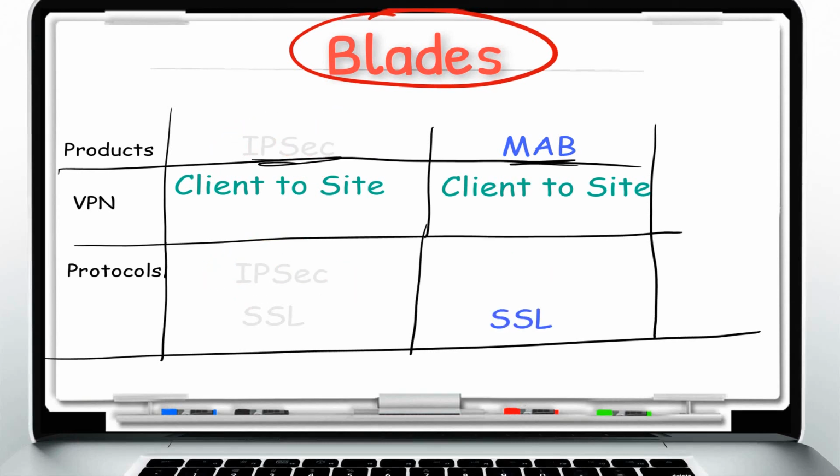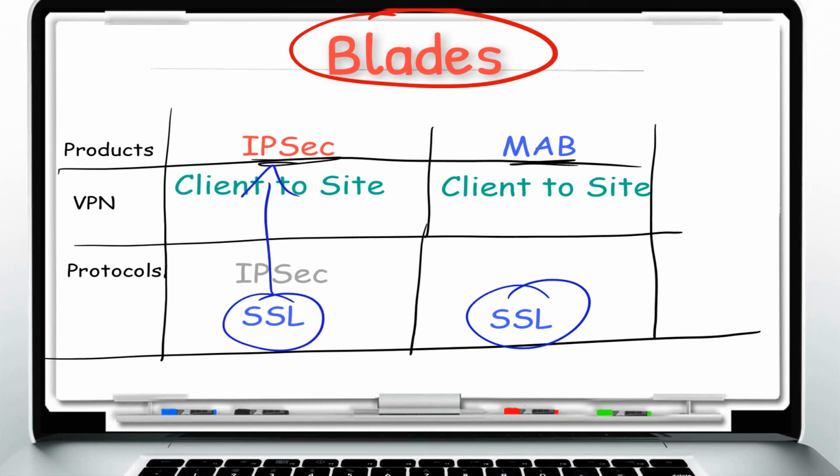If you want to use SSL protocols, then you can use either the IPSEC VPN blade or the Mobile Access VPN blade. Both of the blades will support SSL protocols. But even though they both support SSL protocols, there are different implementations of how they support SSL protocols. We will see that later on in this video.